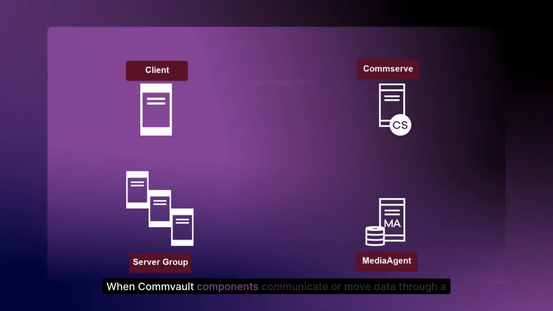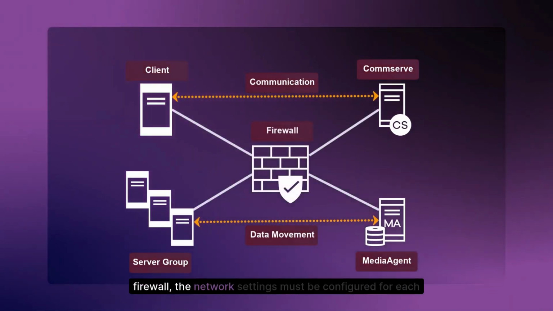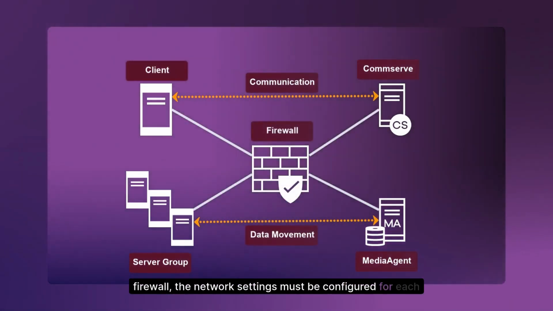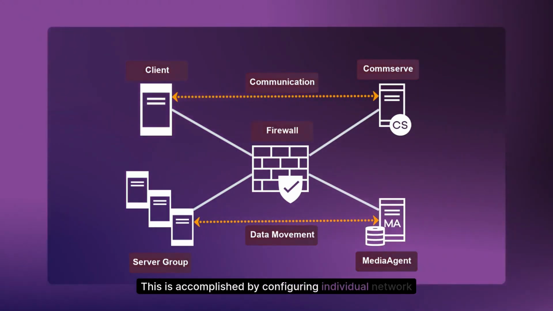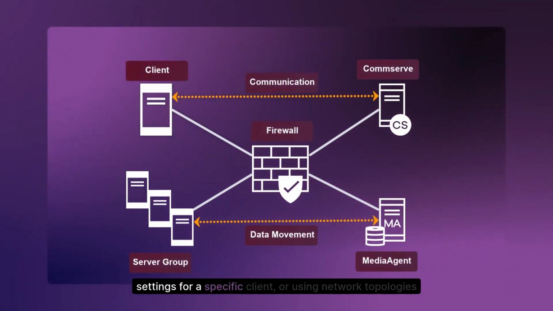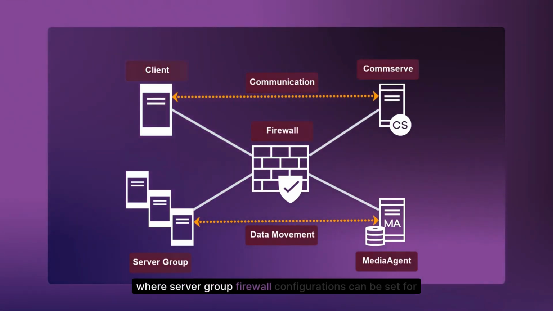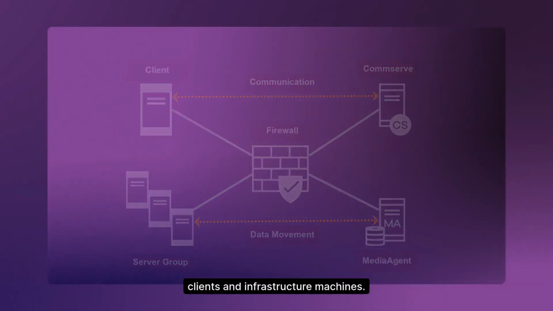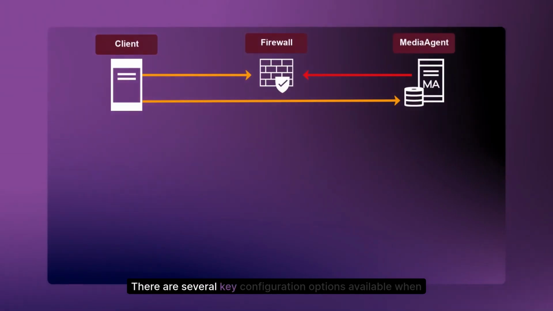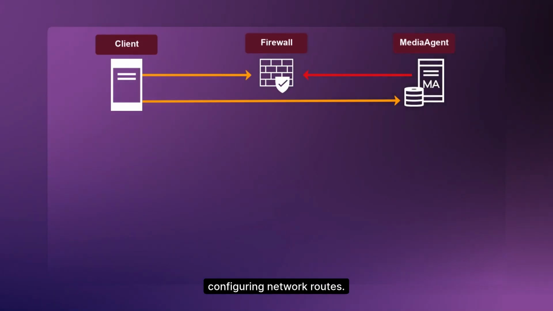When Commvault components communicate or move data through a firewall, the network settings must be configured for each component. This is accomplished by configuring individual network settings for a specific client, or using network topologies where server group firewall configurations can be set for clients and infrastructure machines. There are several key configuration options available when configuring network routes.